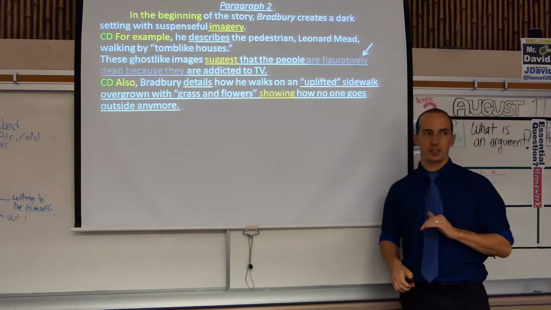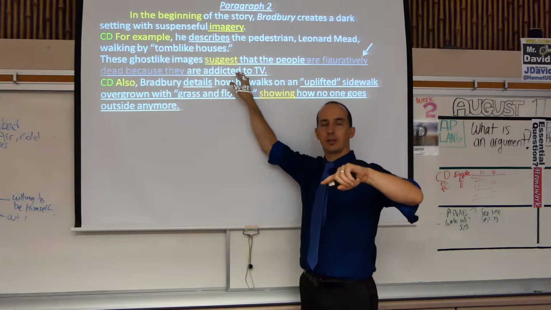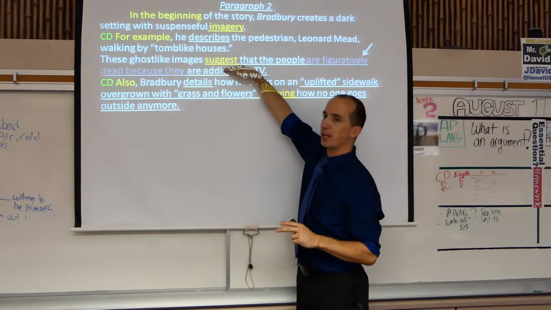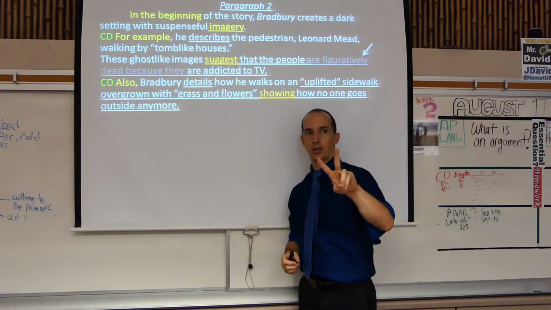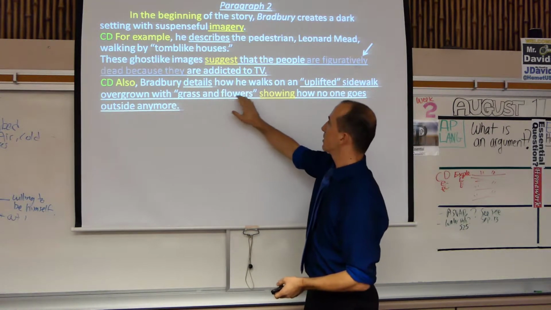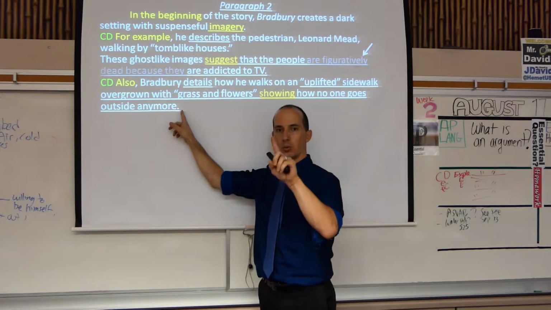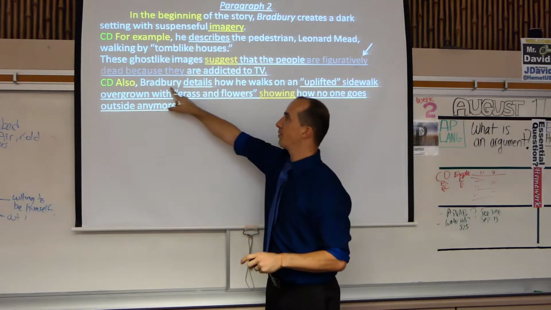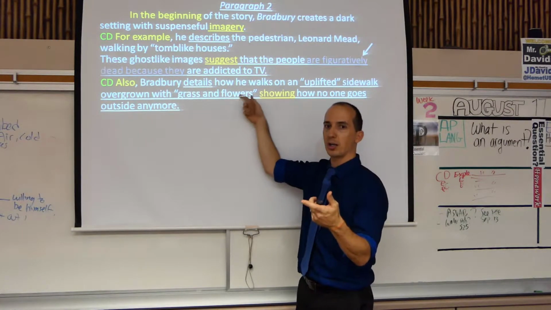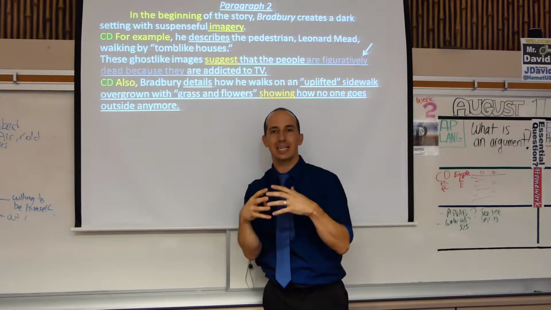While you guys are writing, I'm going to keep teaching. The first concrete detail, we explained it after in the second sentence. We said, here's a detail, tomb-like houses, period. Then the explanation, period. How many sentences was that? 2. The second detail, we talk about the sidewalk and the grass and flowers, showing how no one goes outside, period. How many sentences? 1. So in this sentence, we have the concrete detail, or the example from the story, which is the grass and flowers and the sidewalk, and the explanation in the same sentence.